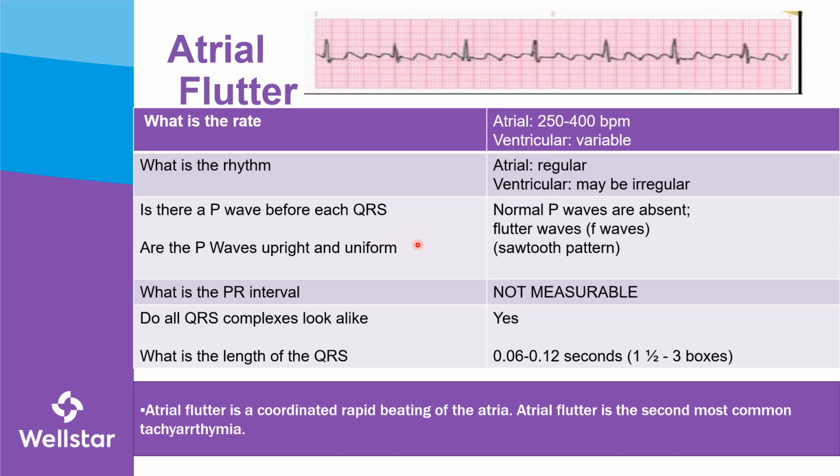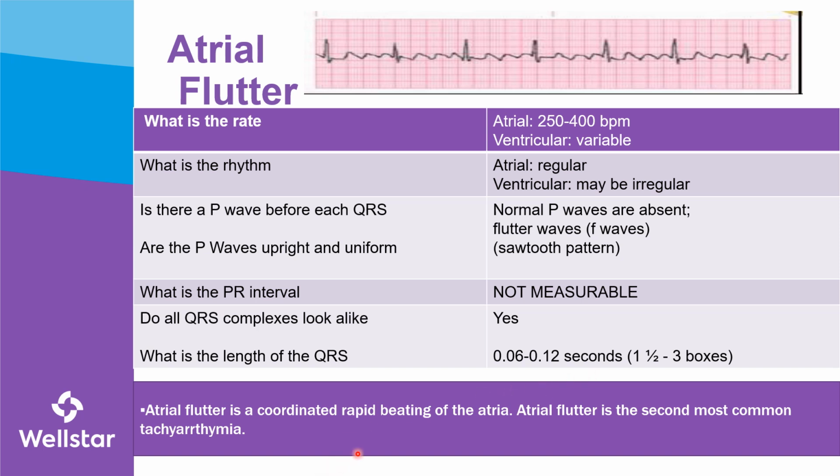Is there a P wave before each QRS? Normal P waves are absent. These are called flutter waves or F waves, and they come in that sawtooth pattern. Therefore, the PR interval is not measurable. Do all QRS complexes look alike? Yes, for the most part. And the length of the QRS complex is normal, between 0.06 seconds and 0.12 seconds.